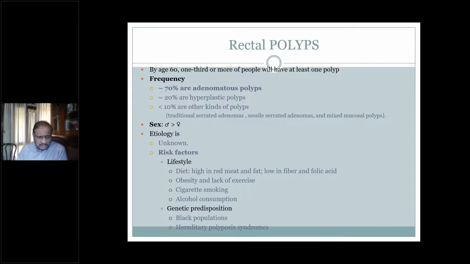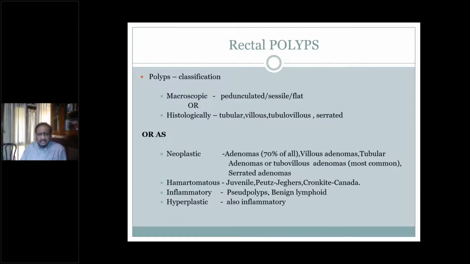So genetic predisposition may be there. It's usually more common in the black population, and the hereditary polyposis syndromes are those syndromes where you find the polyps in a more significant and more common occurrence. So you can classify these polyps in a number of ways.